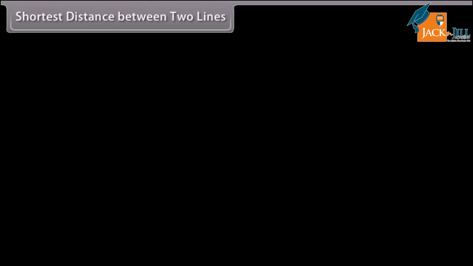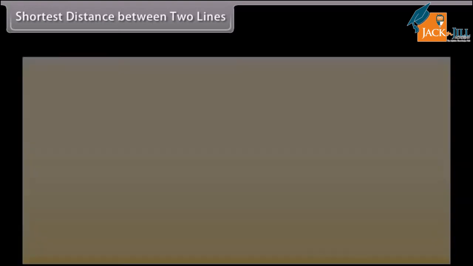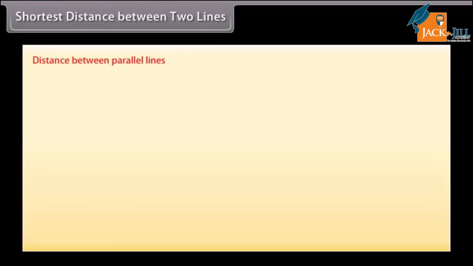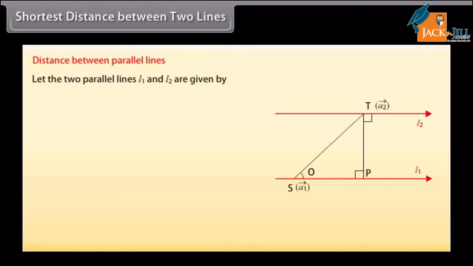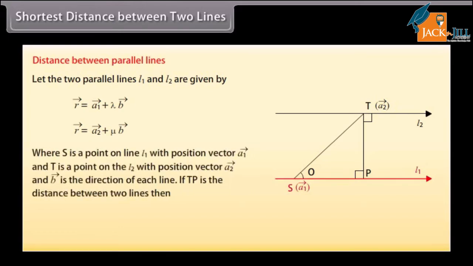Shortest distance between two lines. Distance between parallel lines. Let the two parallel lines L1 and L2 be given by vector r equals vector a1 plus lambda vector b, and vector r equals vector a2 plus mu vector b, where S is a point on line L1 with position vector a1, and T is a point on L2 with position vector a2, and vector b is the direction of each line.